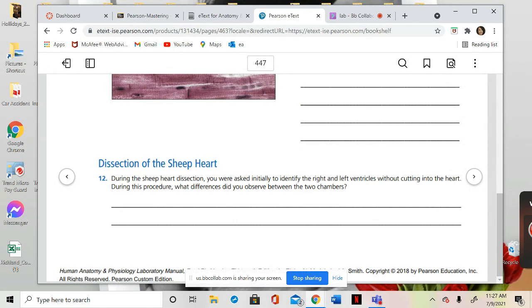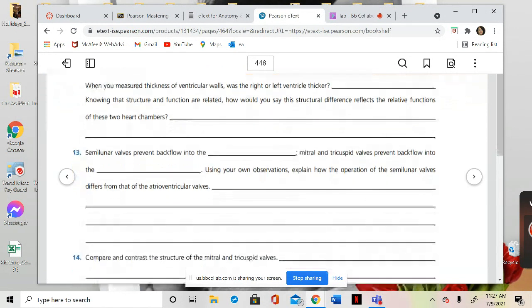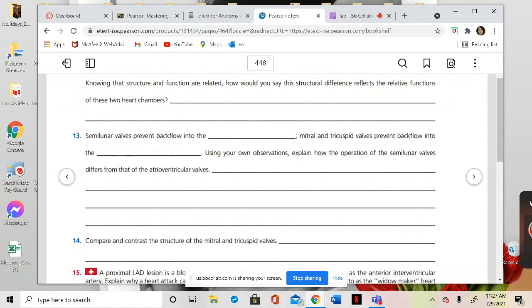The semilunar valves prevent the backflow into the ventricles. Right, and the tricuspid and mitral valves prevent the backflow into the atria. So when the ventricle is compressed, as in systole, the atrioventricular valve flaps move superiorly into the closed position. When blood flows back into the semilunar valves, the cusps fill and close the valve.